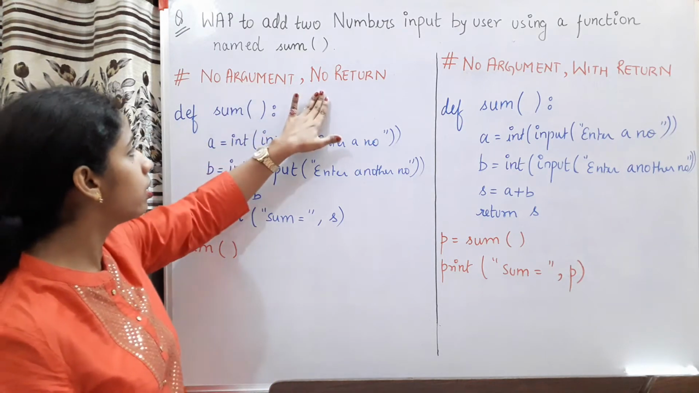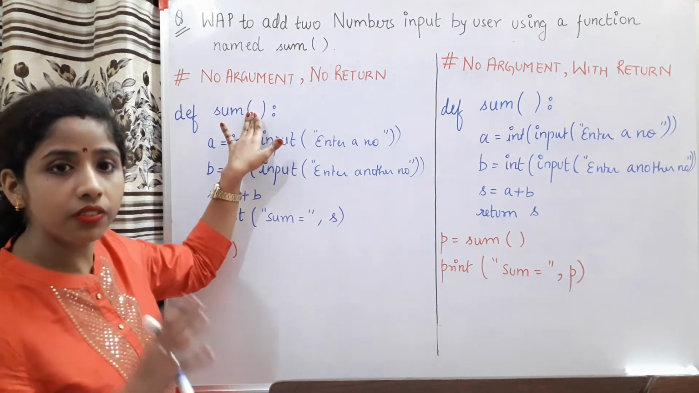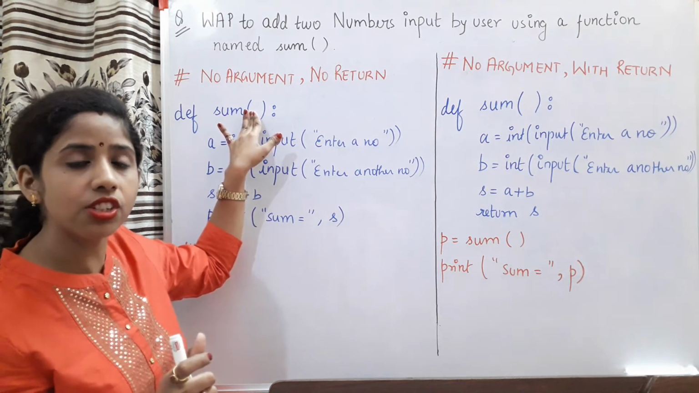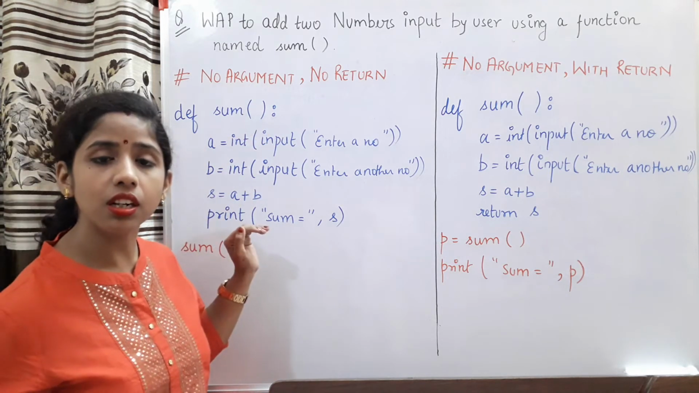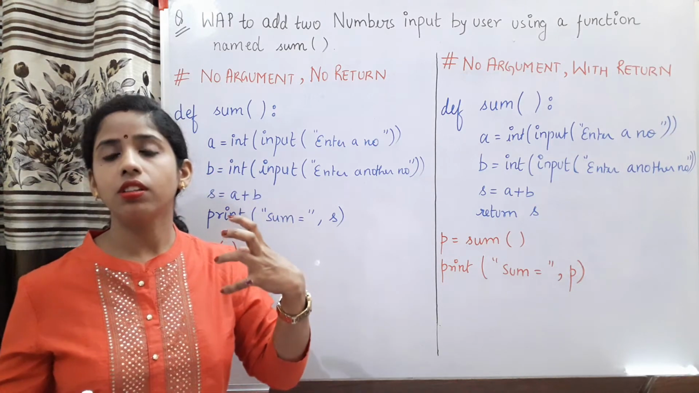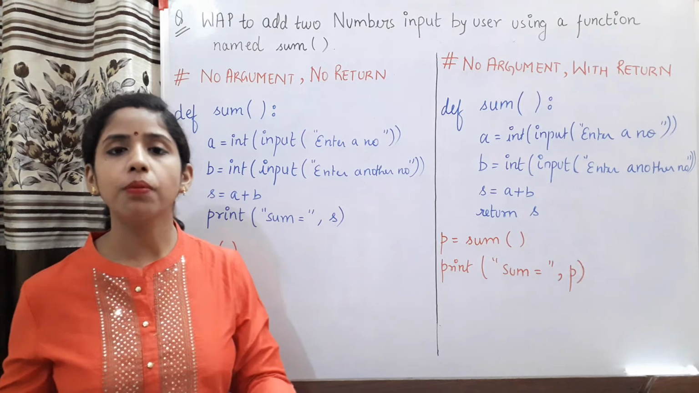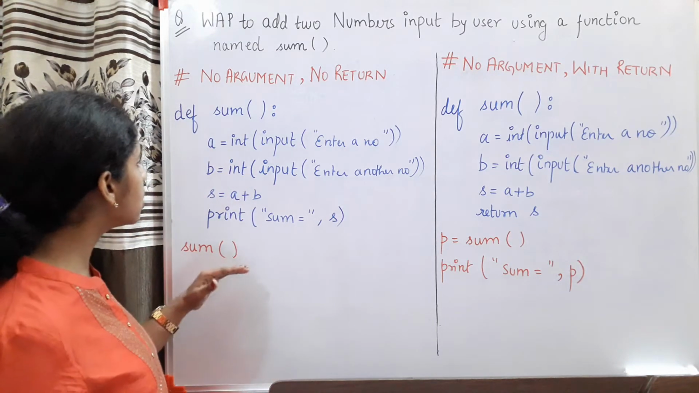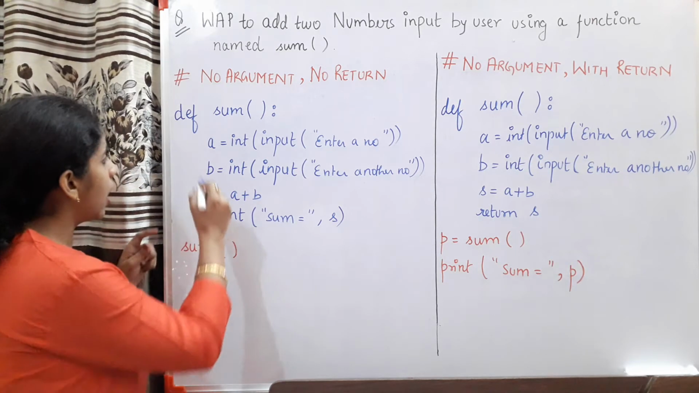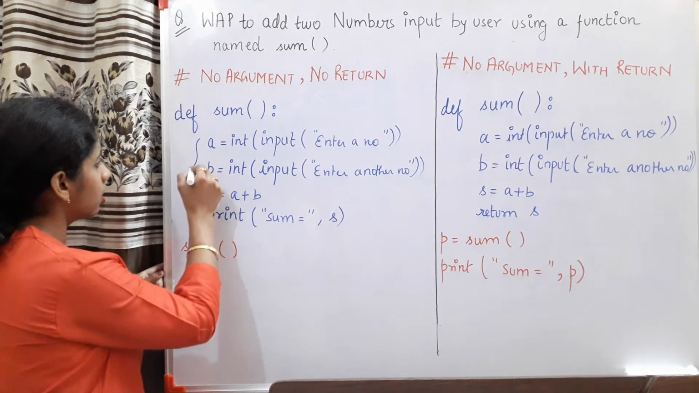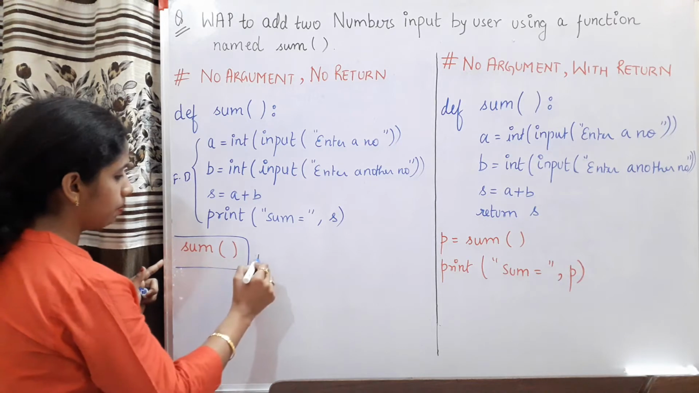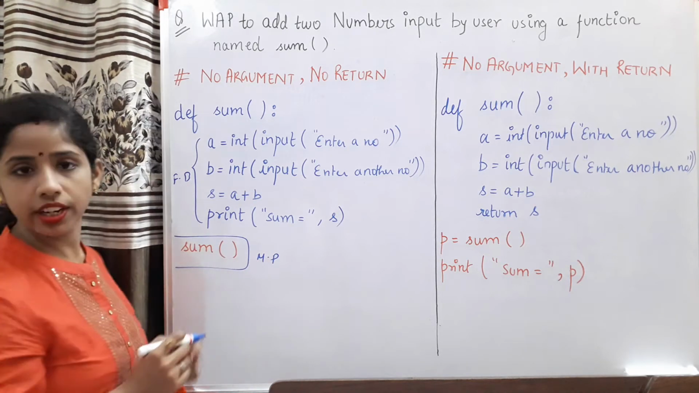So no argument, no return means neither will the function be given the two numbers upon which it has to perform the addition, nor after performing the addition is it going to return the sum of those two numbers back to the place where it was called. So you can see this function style. This is the portion of the main program, right? And this is the function body. See, this is the function body, this is the main program, and this is the function header.